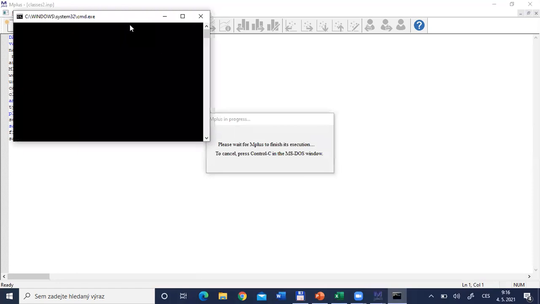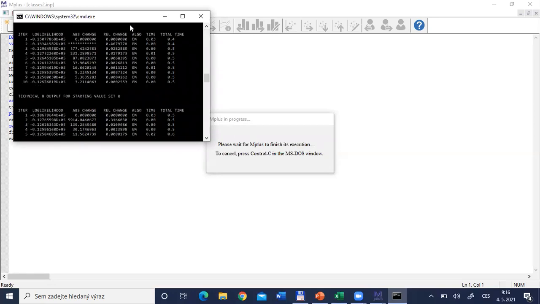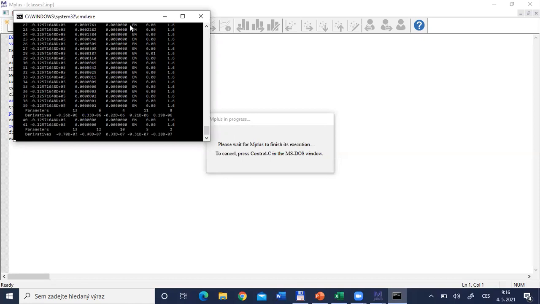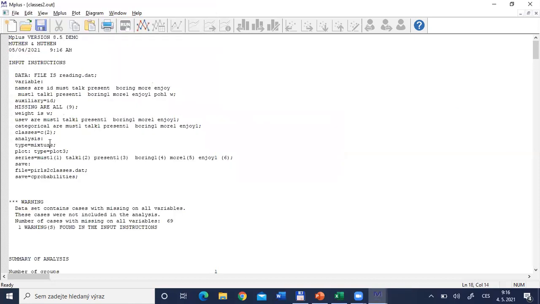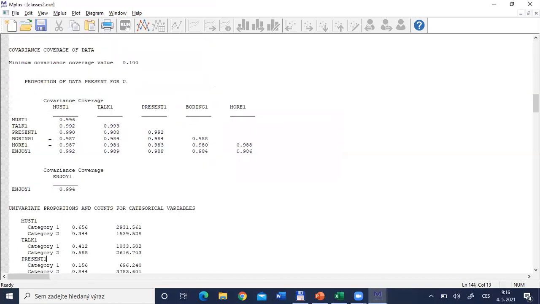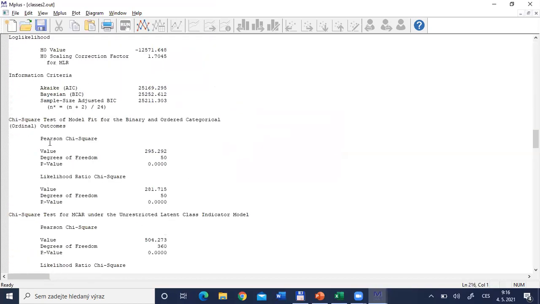And first of all, before I start to interpret results, I would maybe compare this solution to the previous one. So Mplus is computing for me. It would take a longer time to compute two classes. If I correctly performed the computation, I can go down.